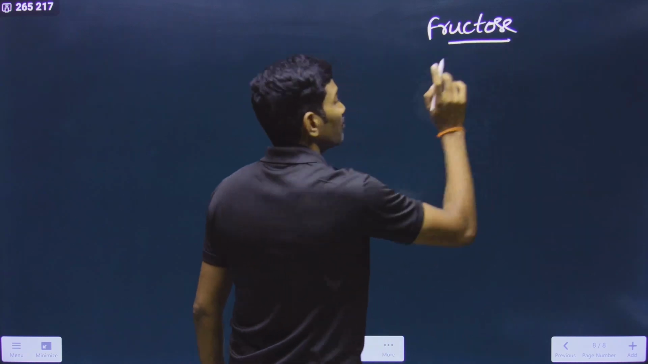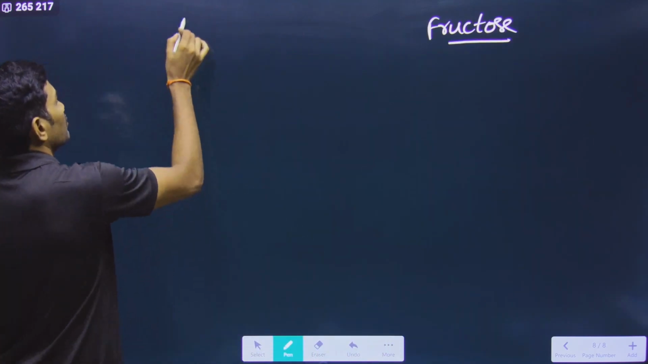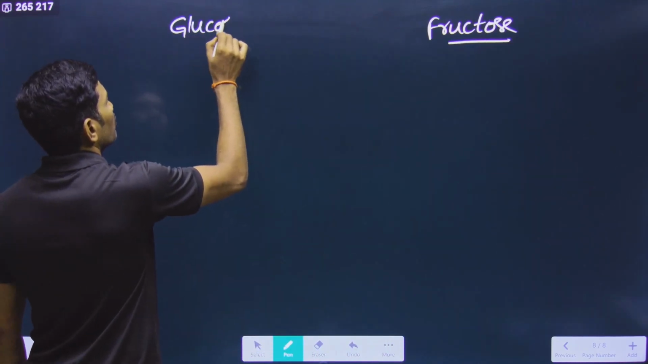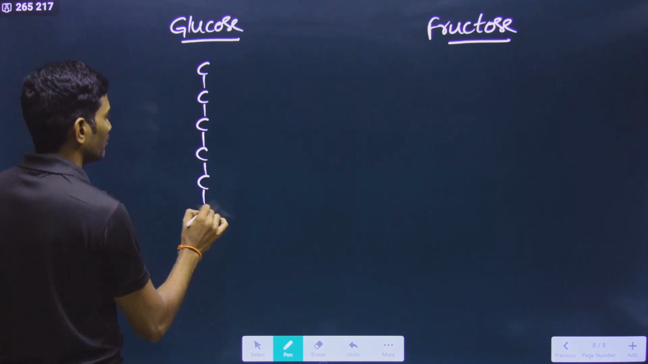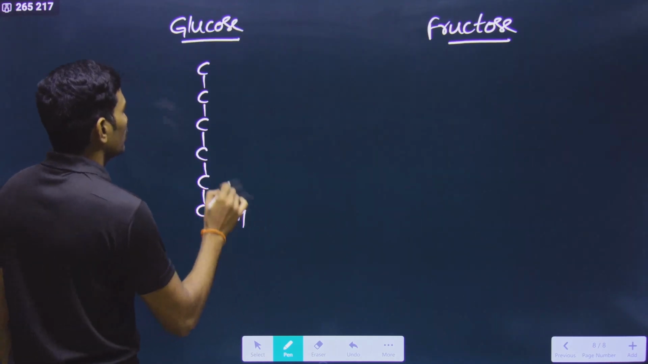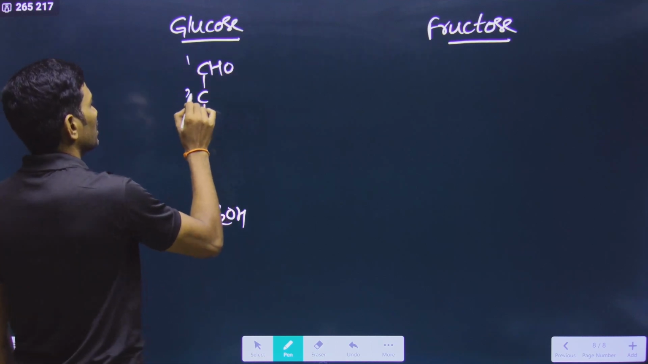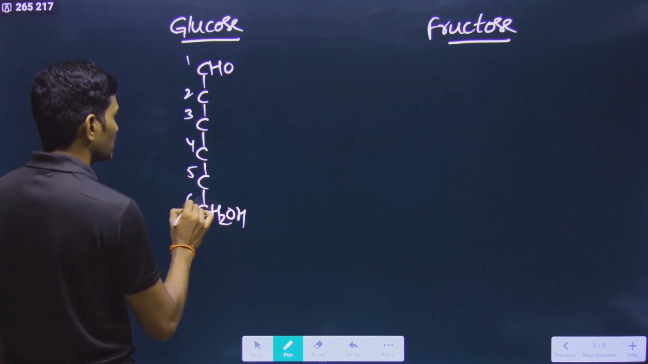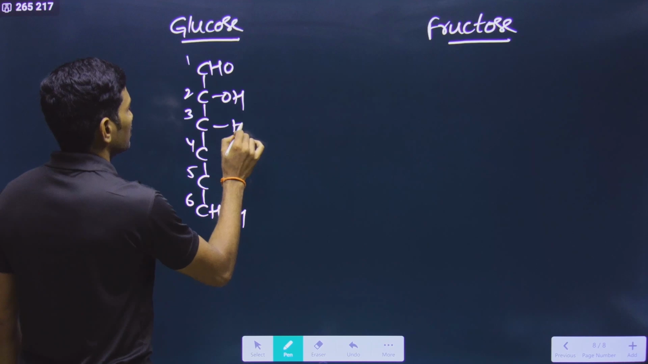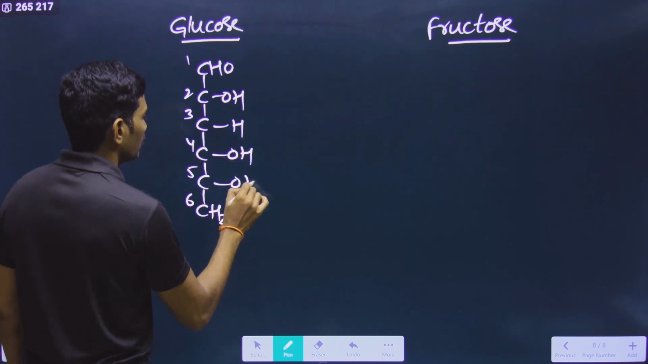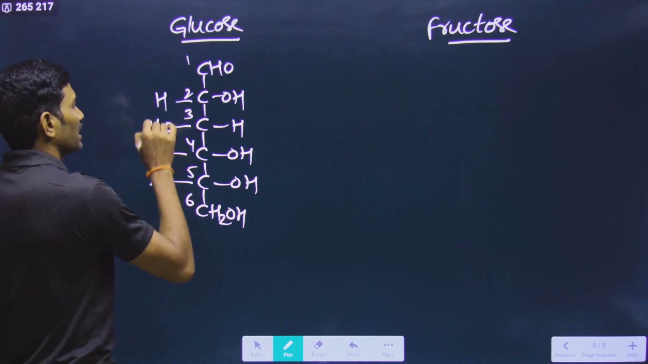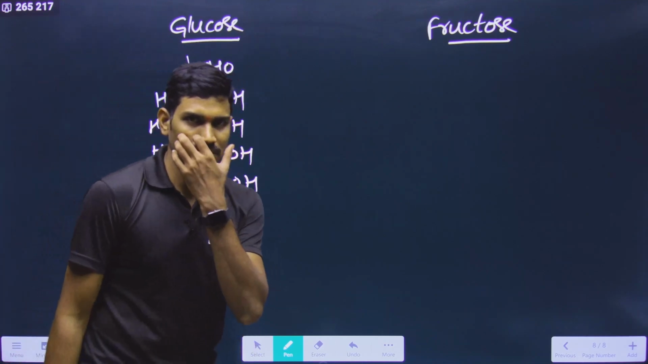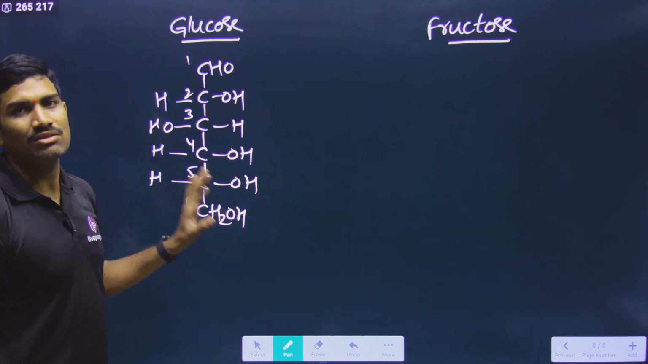There we are studying the structure of fructose. For the fructose structure also, first let us write glucose again. If you know the glucose structure, you can easily write all other structures. 1, 2, 3, 4, 5, 6. The first one is CHO, first carbon, second, third, fourth, fifth, sixth, and CH2OH. This is OH, H, OH, OH. Please practice the structures. Whoever it is, we need to practice the structures or else we will make mistakes. So this is the structure of glucose.